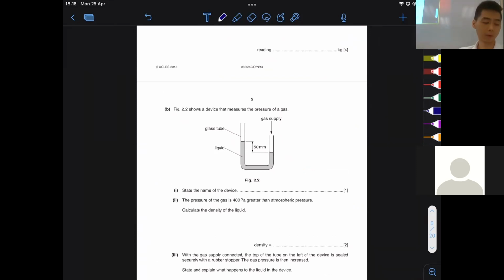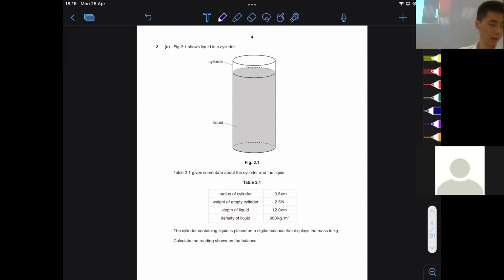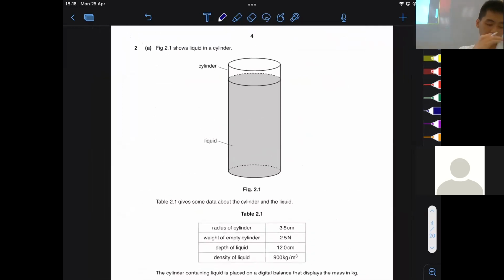Okay. The whole thing. 2A. This one here is quite a long calculation because they give you quite a lot of information. Usually when I'm given this amount of information, I like to label it in the diagram so it's more visual for me, right?